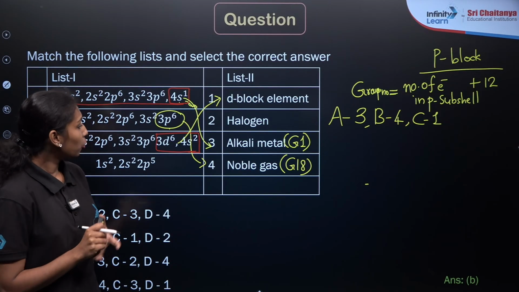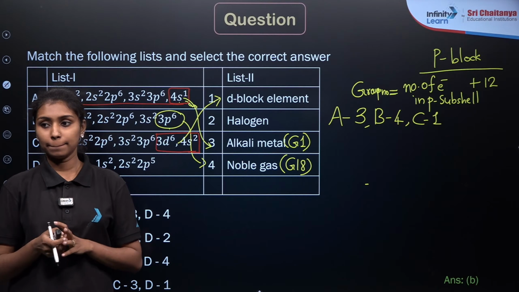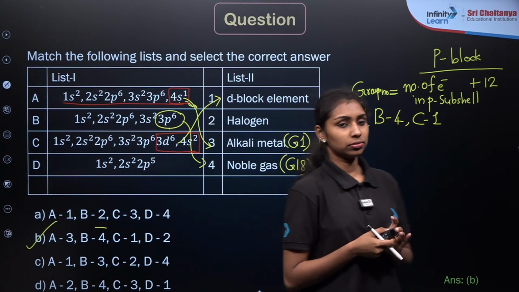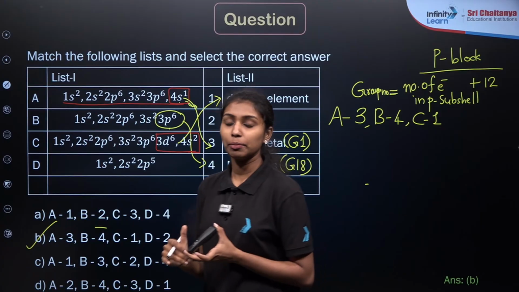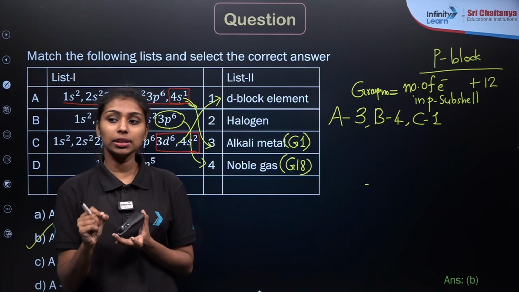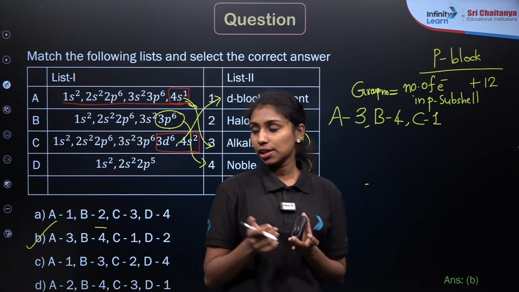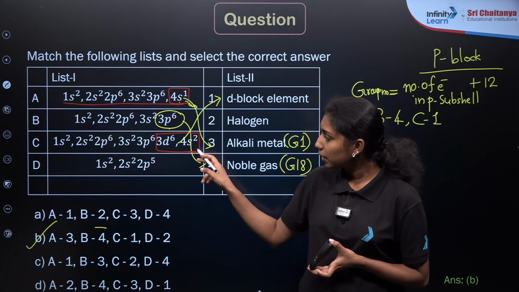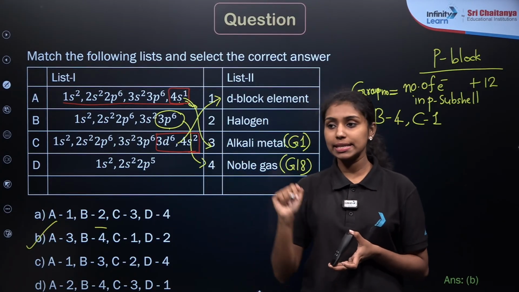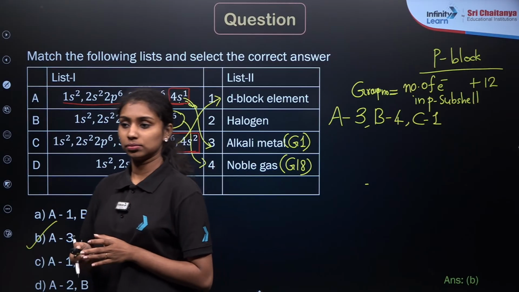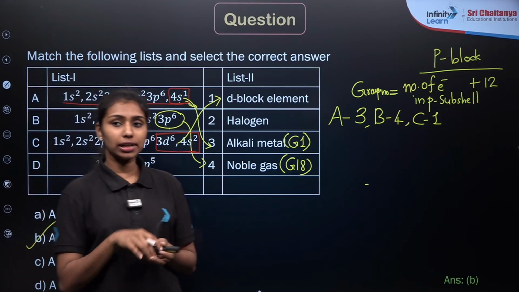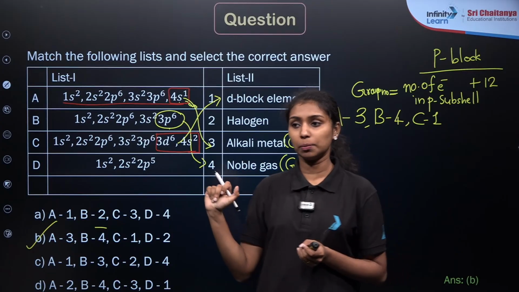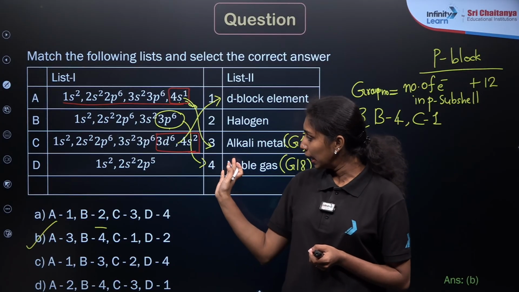Now, how can we predict the group number of a d block element? For a d block element, you need to add the total number of electrons in the s orbital as well as the d orbital. So here it will be 6 plus 2, which is a group 8 element, right? As we already know, in the case of transition elements, groups 3 to 12 are known as the d block elements or the transition elements. So it belongs to group 8.